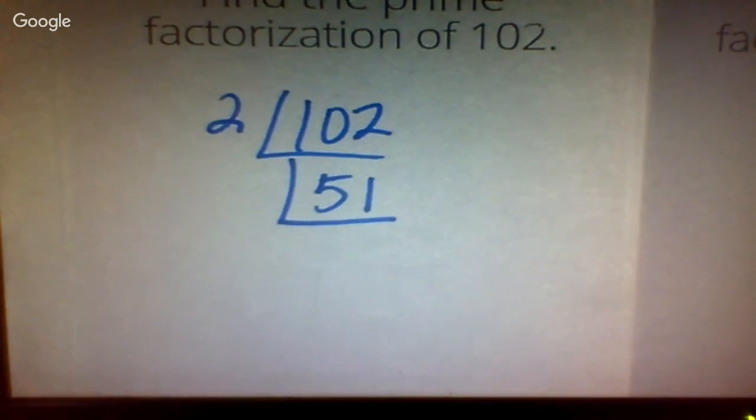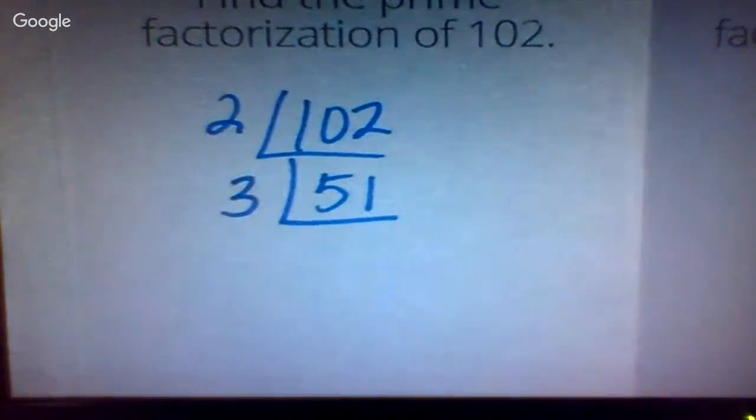2 again. It's not even. 3. Why is it 3? 5 and 1. 5 plus 1 is 6, and 6 is divisible by 3, which means this is divisible by 3.